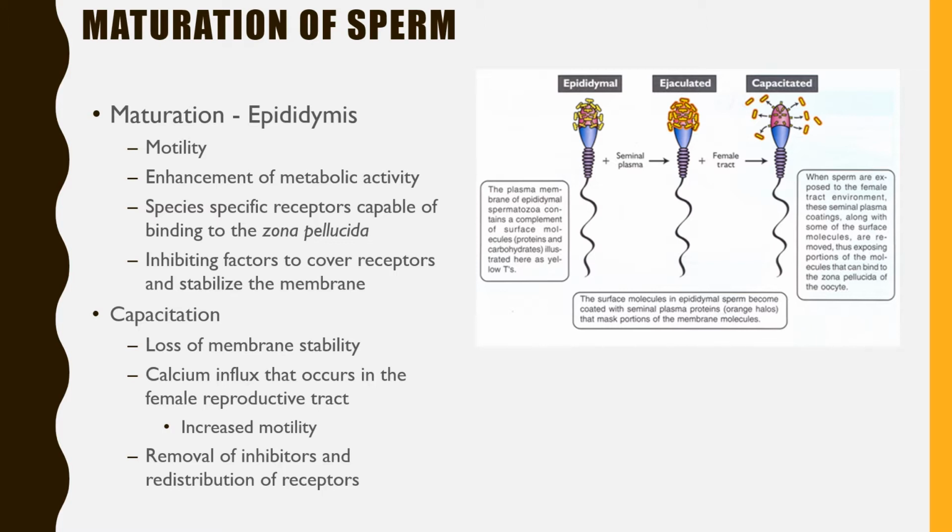And you can see in the cartoon to the right here, in the epididymis, the little yellow T symbols represent these receptors, and then they're surrounded by these stabilizing factors that cover over those receptors, which you can see coded in red there. And this is added by the seminal fluid that comes along with the ejaculate. And then in the female tract, again, that environment's conducive to removing those stabilizing factors, destabilizing the membrane a little bit, allowing that calcium influx and so on.